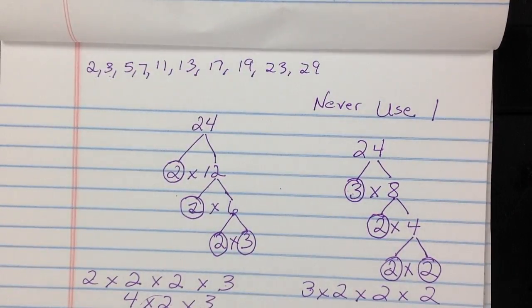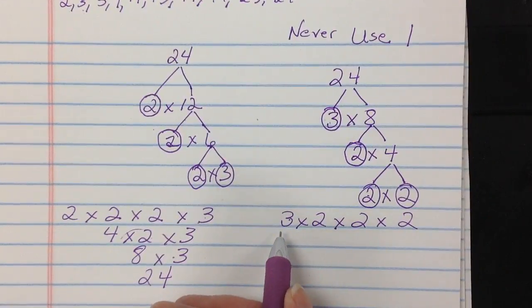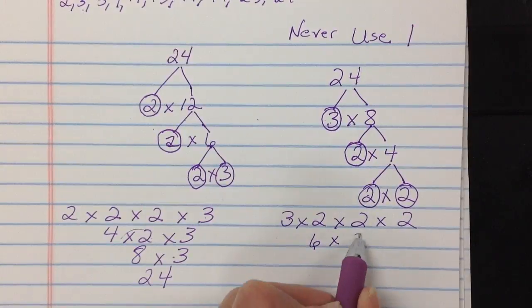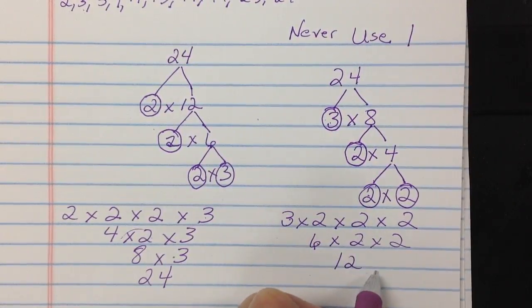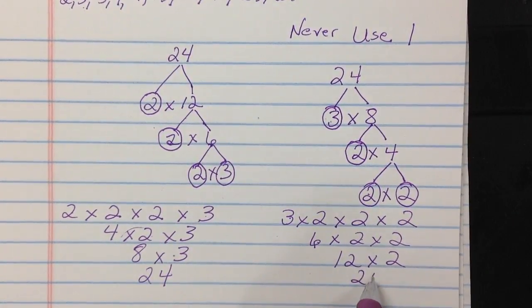So they are identical, but let's go ahead and check it out using order of operations. I'm going to work from left to right. 3 times 2 is 6. 6 times 2 is 12. 12 times 2 is 24.